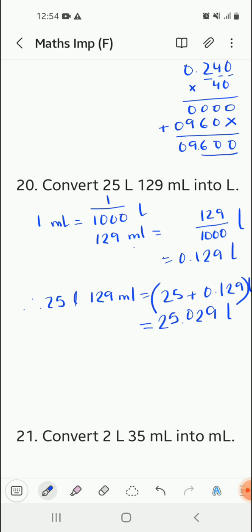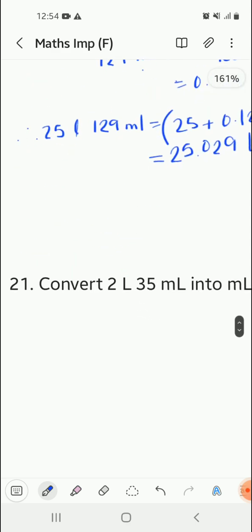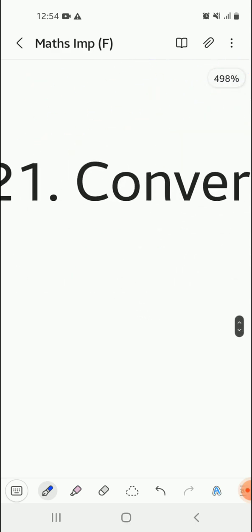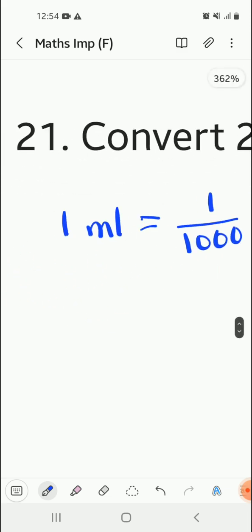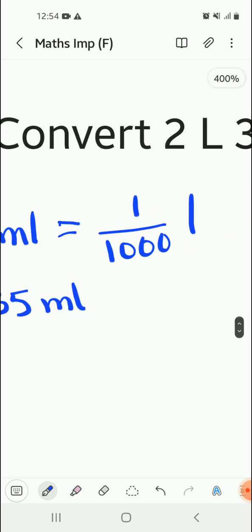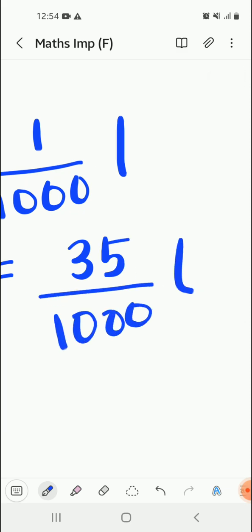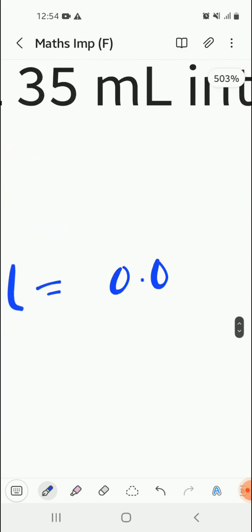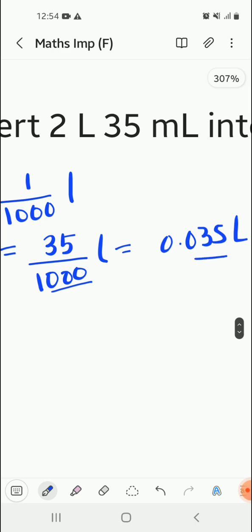Okay, moving on to the next question. Convert 2 liter 35 ml into liter. Very simple. Same thing, we know 1 ml is equal to 1 by 1000 liter. So therefore 35 ml will be equal to 35 by 1000 liter, that is 0.035 liter, because there are three decimal places here because of the three zeros.